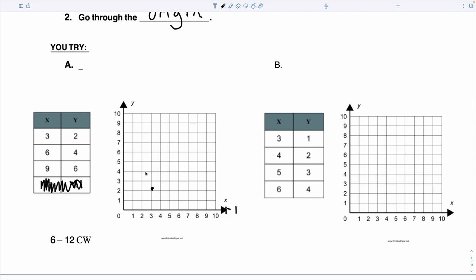After you connect the dots, you should use this straight edge to draw your line. Draw a straight line. Where does 6, 4 go? Over 6? We'll go through it soon.